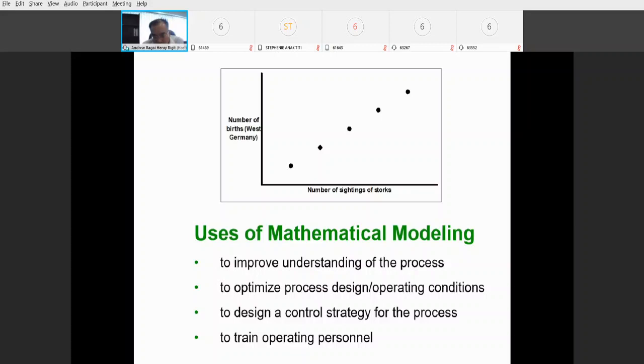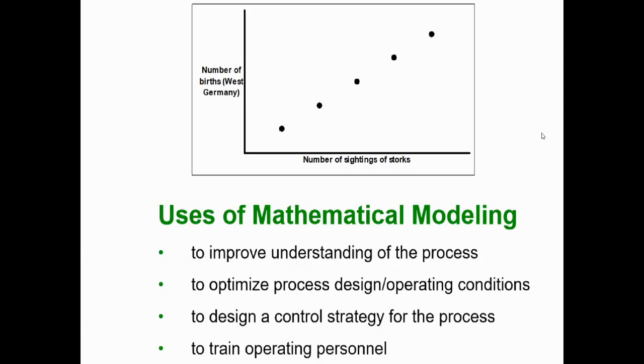Minimum or the maximum. That process of finding the minimum and maximum is actually considered the optimization process. Then you move to the design or control strategy for the process, and of course you need technicians or operators to look into the computer GUI, graphic user interface, for example, so that they can monitor the temperature, the pressure, etc. from the computer. So you need to train them.